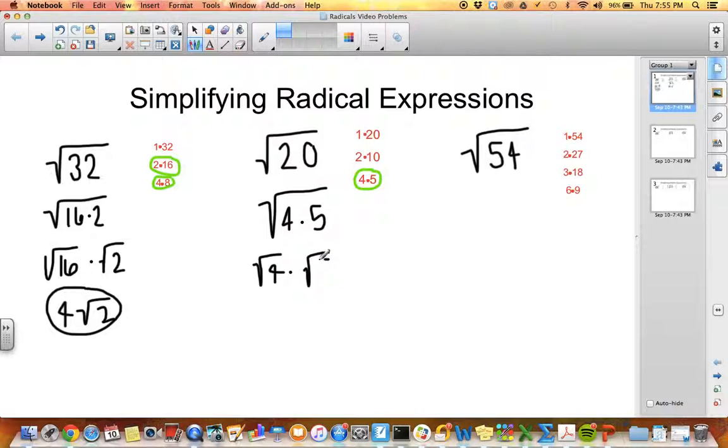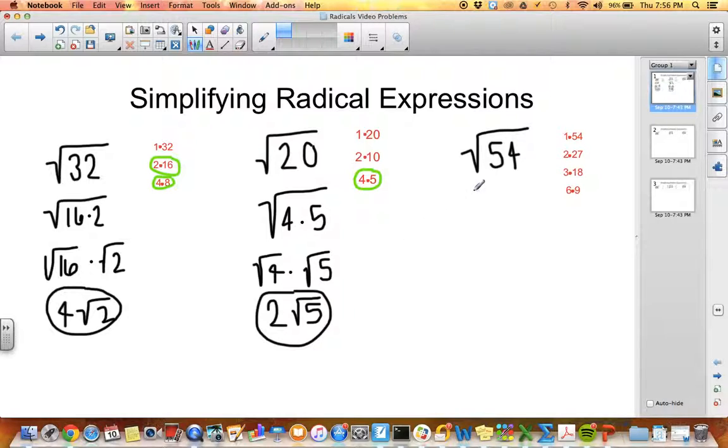Remember, we can break it apart because we are multiplying and they're both under the radical. So we can break it apart and it is still equivalent. So now we simplify. The square root of 4 is 2. And then we can't simplify the square root of 5, so we just write the square root of 5. So the square root of 20 is equivalent to 2 square root 5, and that's our answer.